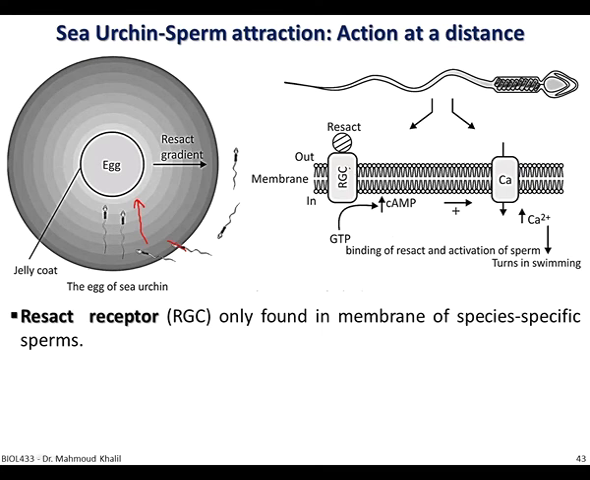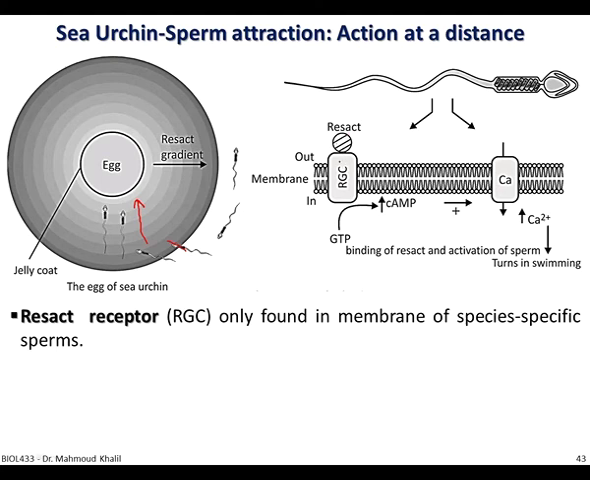So once this resact, you can see this is actually the membrane of the sperm. This membrane of the sperm has the calcium ion importer and has this receptor. So how does the sperm recognize the resact? Because this receptor on the cell surface of the sperm will recognize resact in the solution, in the seawater.